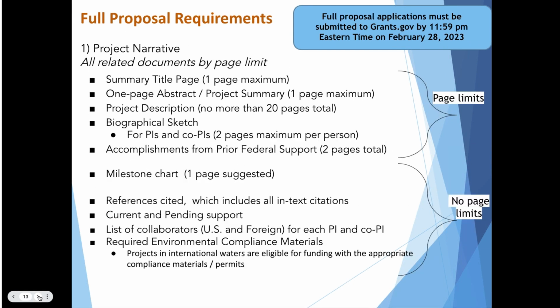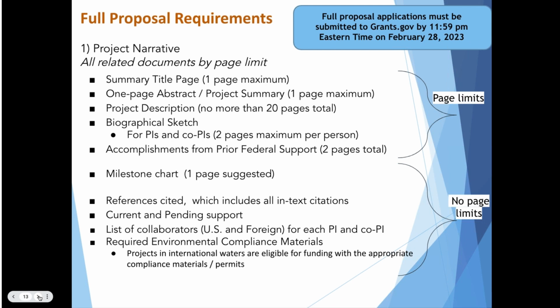On this slide, we list all the required elements related to the project narrative umbrella, which includes those that we've previously discussed. So the 1-page summary cover page, the 1-page abstract, and the project description. And other required elements include a biographical sketch, which is limited to 2 pages per investigator. So lead PIs and co-PIs must have their own biographical sketch.